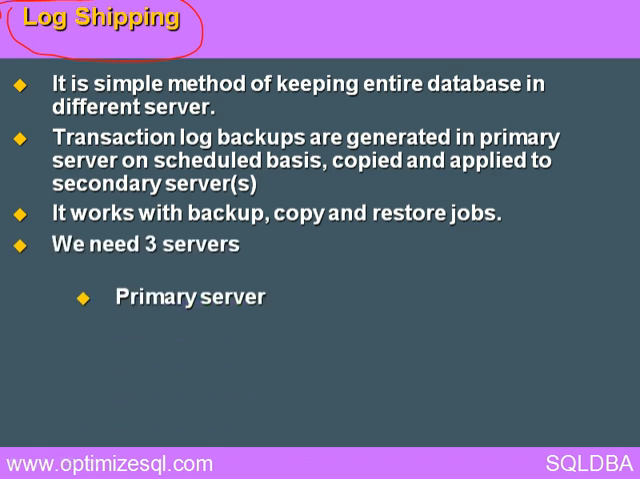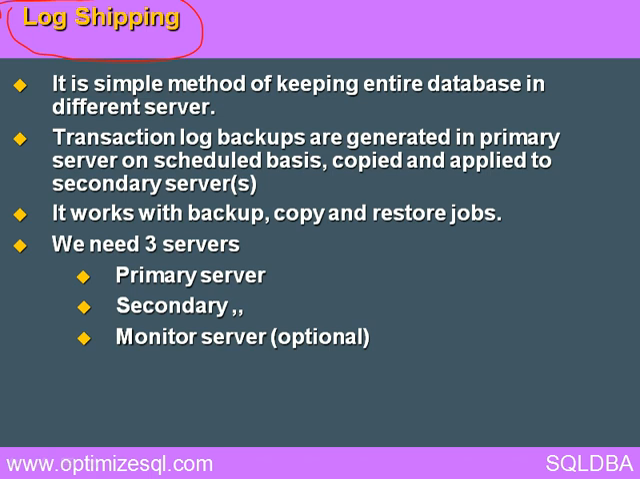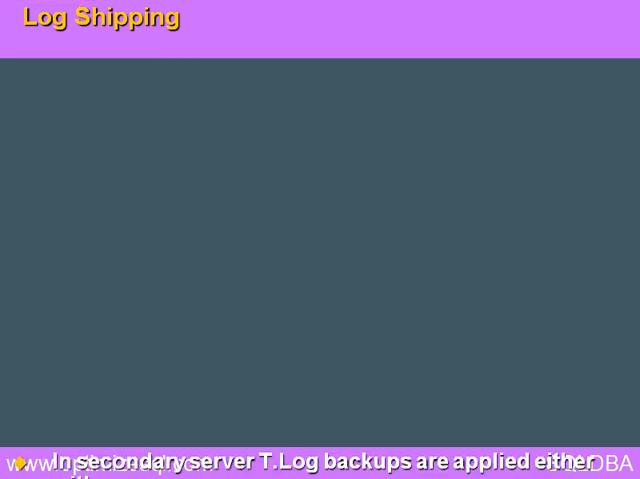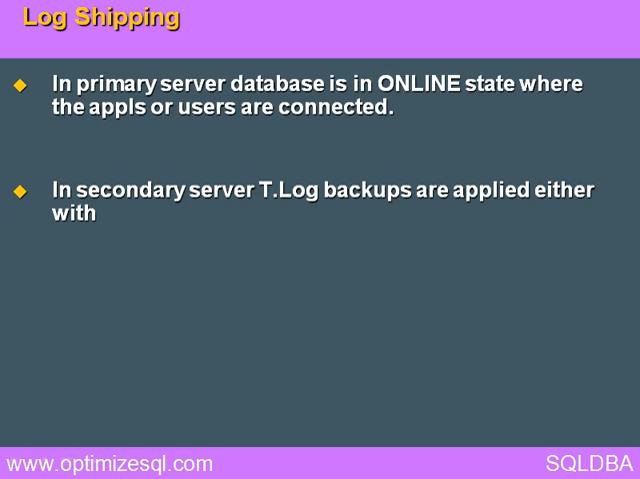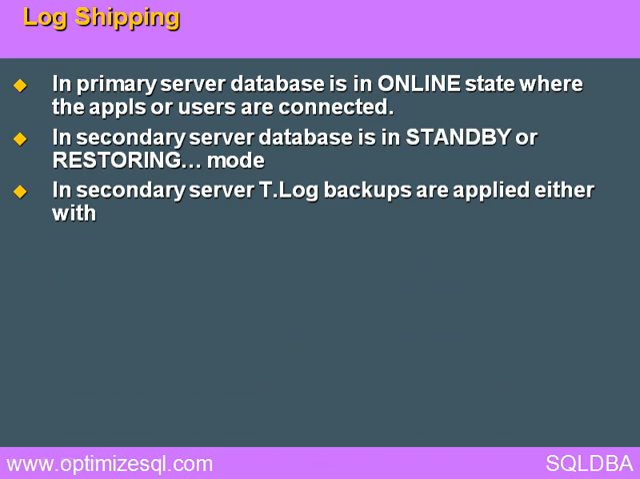Generally, we need three servers: the primary server, which is our production server; the secondary server, which is our standby server; and the monitor server, which is optional. In the primary server the database is in online state where the users are working. In the secondary server we can put the database in standby state if we want report generation from it, or in restoring state.